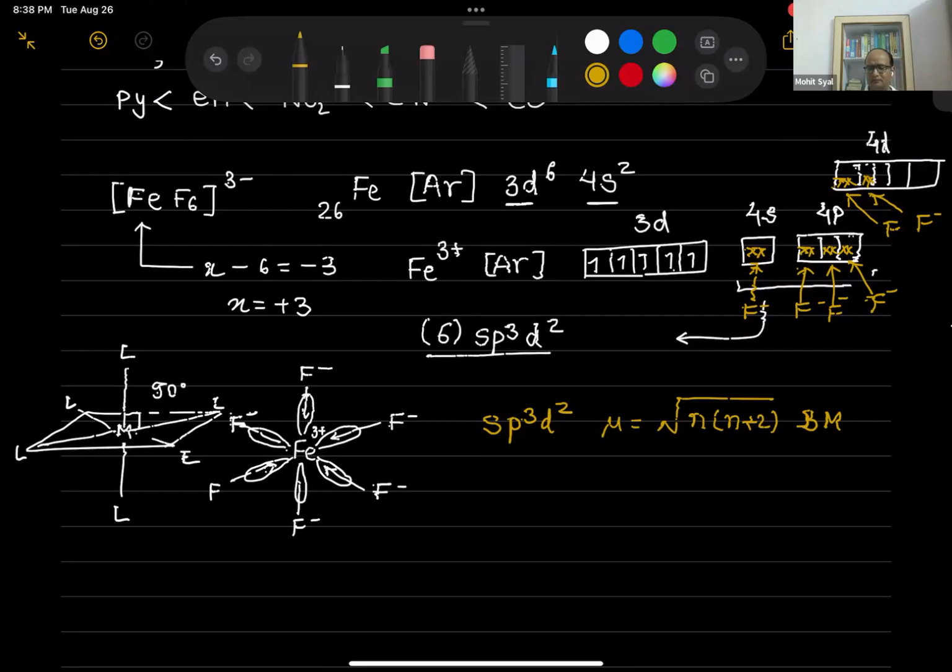Got it? In this case, n equals 5. So the magnetic moment is going to be under root 35. We all know under root 36 is 6, and under root 35 will be somewhere around 5.9.